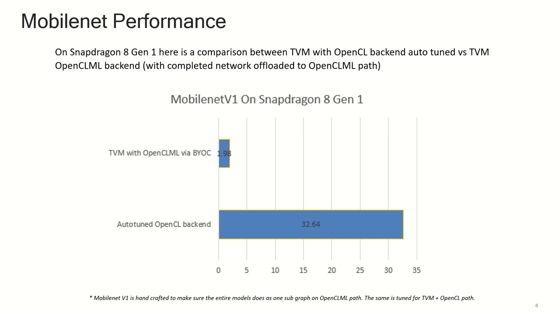With all the efforts and integration into the TVM compiler framework, here are some results for MobileNet V1. We built MobileNet V1 with compatible layers for OpenCLML and to have an entire graph on each path. As seen here, we can greatly improve the performance of the network while offloading parts or the full graph to OpenCL accelerated paths.